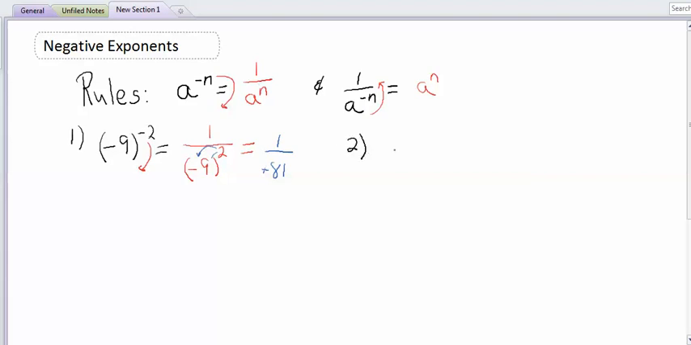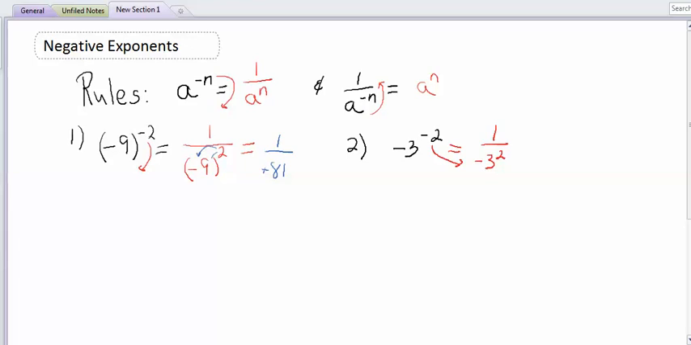Okay, now we're going to do number 2. We have negative 3 to the negative 2. Okay, notice there's no parentheses here. So very first thing, we're going to put our negative exponent to the bottom of our fraction. So remember, you're going to have a 1 at the top. You're going to bring that and place it at the bottom of the fraction. So it's going to be negative 3 to the positive 2.